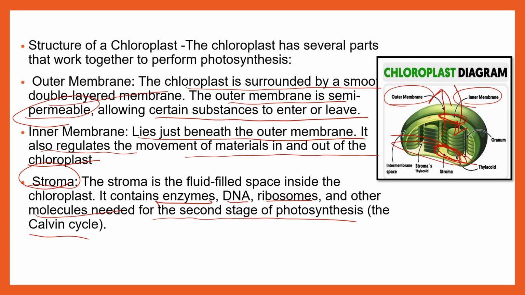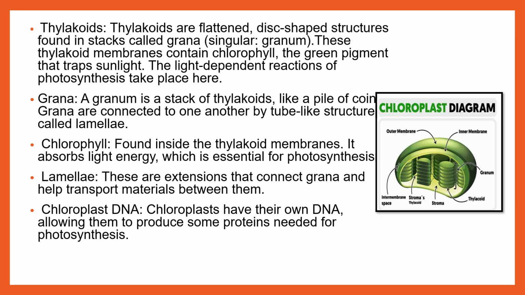It contains enzymes, DNA and ribosomes, and the second stage of photosynthesis, that is the Calvin cycle, happens here, the details of which we will discuss in later classes. Now we have studied till this stroma part. On the stroma, there are the thylakoids, flattened disc-like structures found in stacks. These are called the grana. So this whole is the thylakoids and each stack is called the grana.